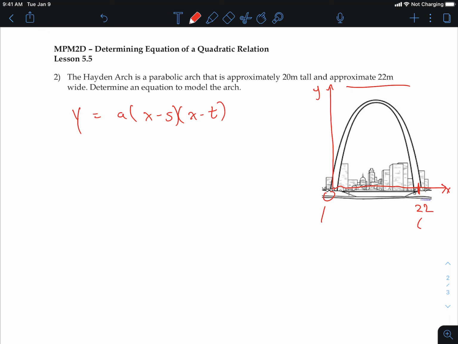Zero and 22. S equals zero. That's the first x-intercept. T is going to be over here at 22. Okay, if we go back up to our question from earlier, what else do I need to know?